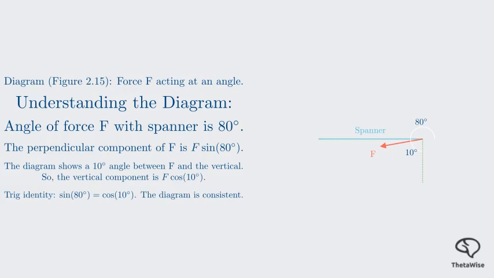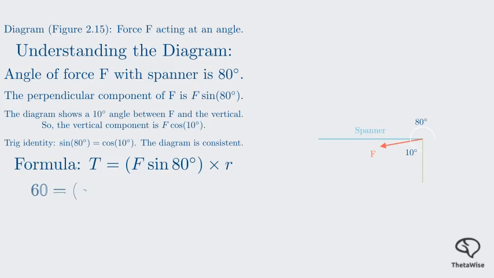The component of the force that is along the spanner is F cos 80. The component perpendicular to the spanner is F sin 80. The solution shows the torque is F cos 10 degrees, which is the same as F sin 80 degrees. So our torque formula becomes T equals F sin 80 times R.